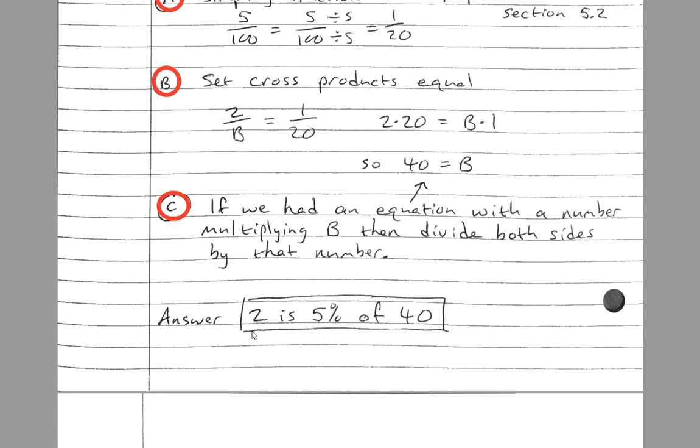This is the best way to write the answer. 2 is 5% of what number? 2 is 5% of 40. And once you found that, you could check your answer by working out 5% of 40 and checking that you get 2.